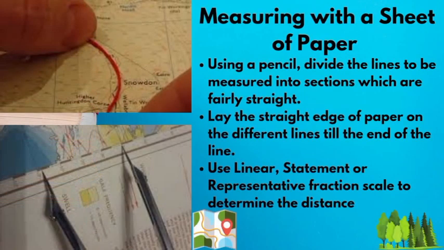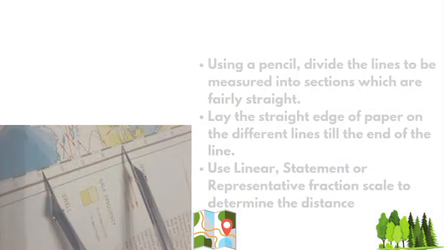Here is the measurement of your distance on map with a sheet of paper. By using pencil to divide the lines of the measurements into sections which are fairly straight, then you lay your edge of paper on the lines. By so doing, it will enable you to make a line which is straight, which helps you to convert it with the help of your ruler.